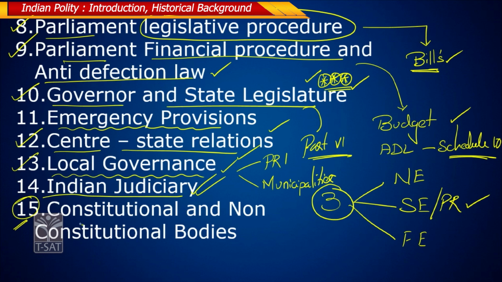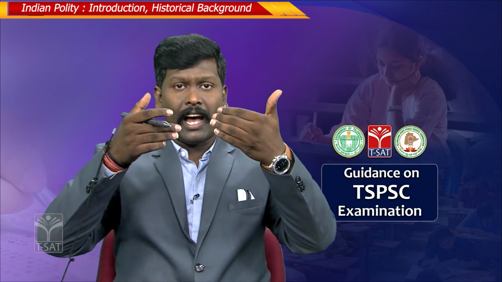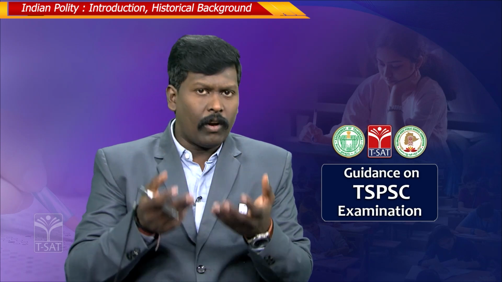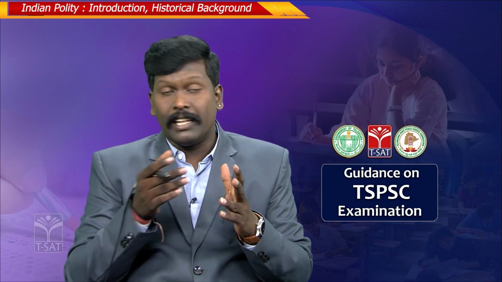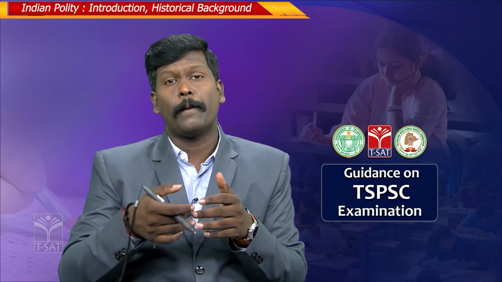Now, lastly, we have constitutional and non-constitutional bodies. What is the meaning of constitutional bodies? Those authorities which get power and authority directly from the constitution are called constitutional bodies. What is a non-constitutional body? Those bodies which get authority by a law made in the parliament or by a law made in the state legislature. They are established by a law, and they are called non-constitutional bodies. For example, constitutional bodies include the Election Commission of India, Union Public Service Commission, Finance Commission, etc.